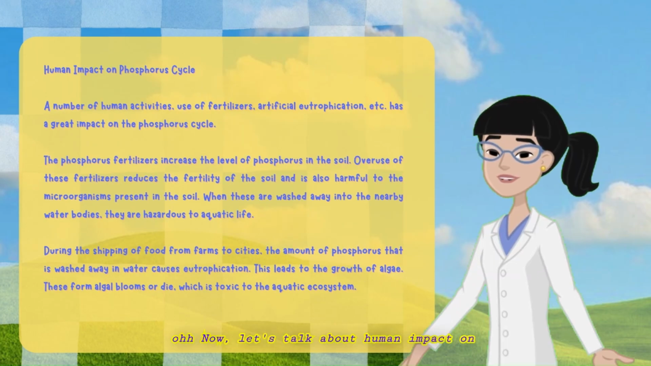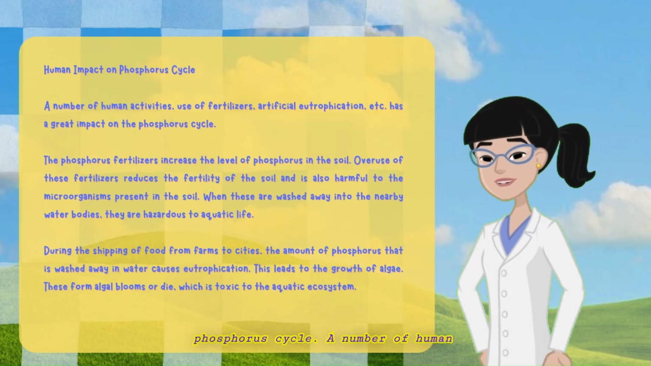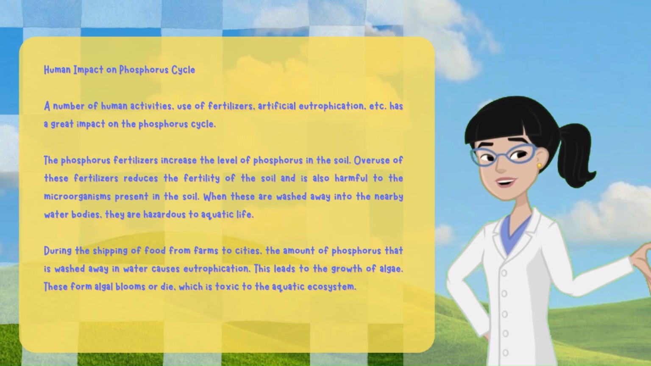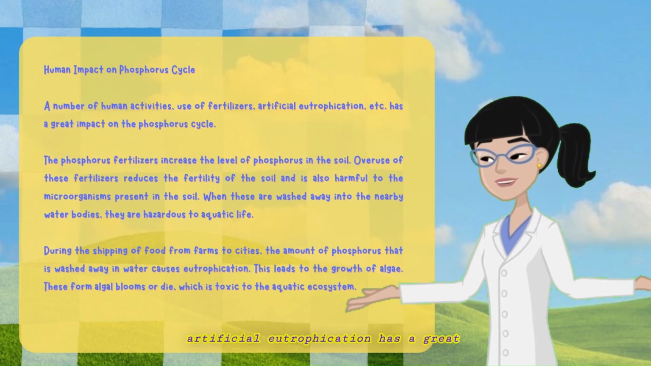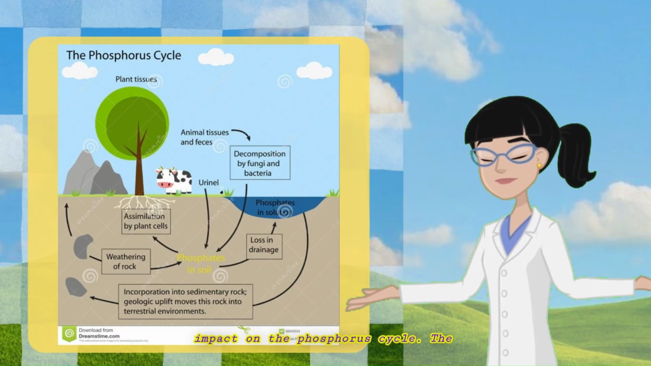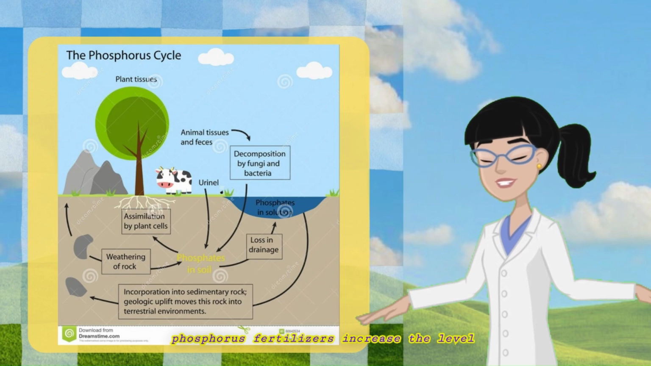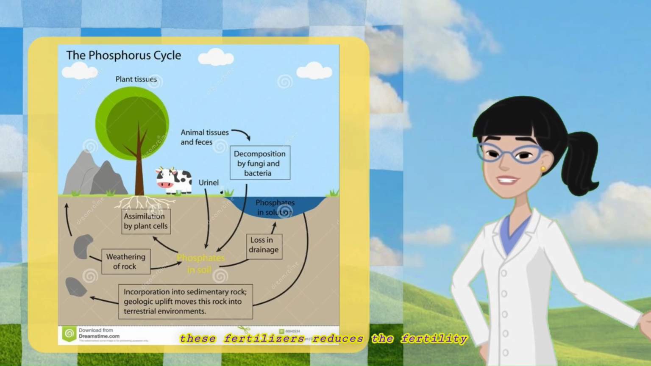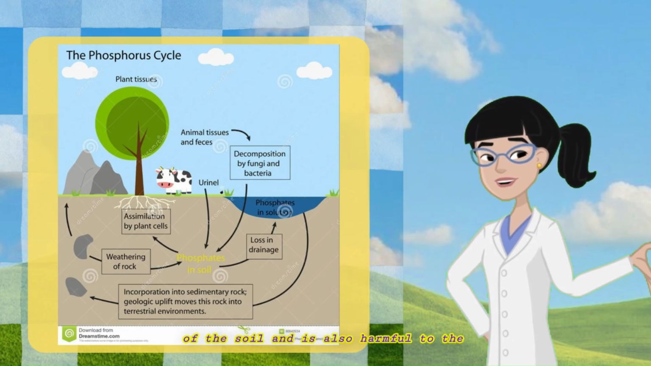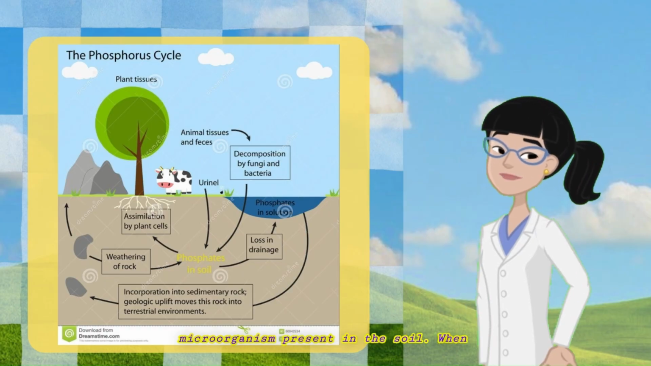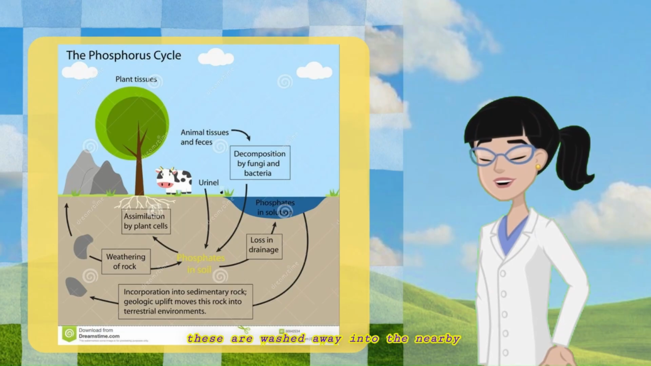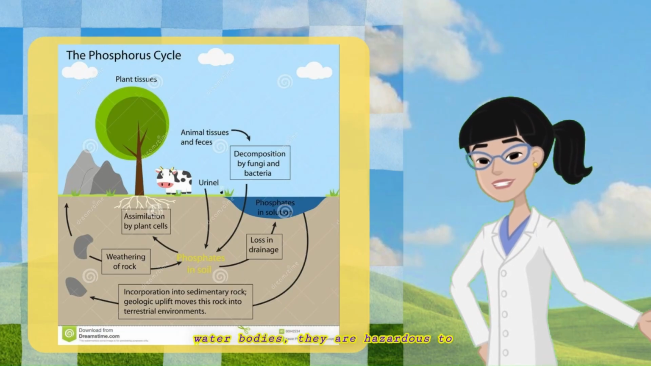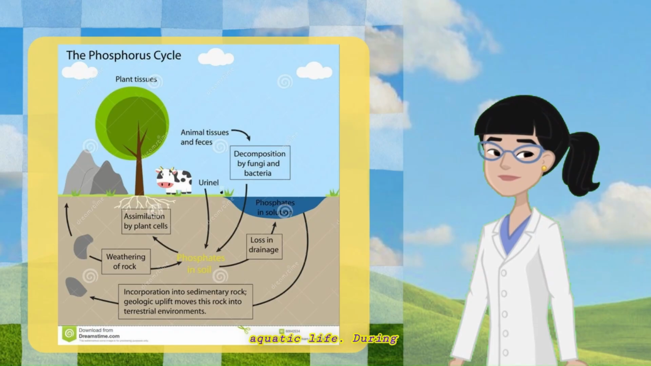Now, let's talk about human impact on the phosphorus cycle. A number of human activities, such as the use of fertilizers and artificial eutrophication, have a great impact on the phosphorus cycle. The phosphorus fertilizers increase the level of phosphorus in the soil. Overuse of these fertilizers reduces the fertility of the soil and is also harmful to the microorganisms present in the soil. When these are washed away into the nearby water bodies, they are hazardous to aquatic life.